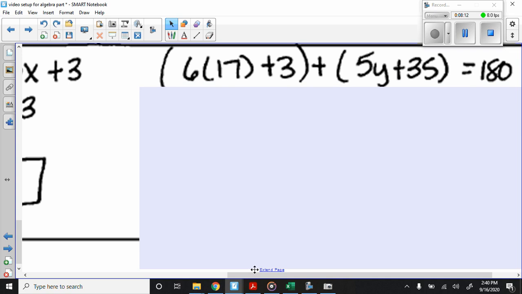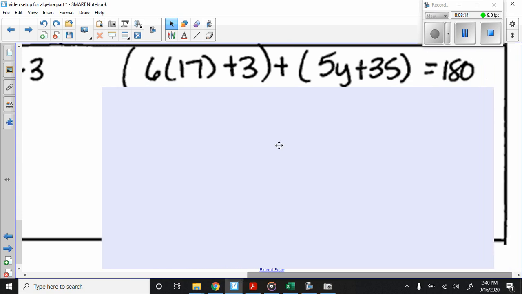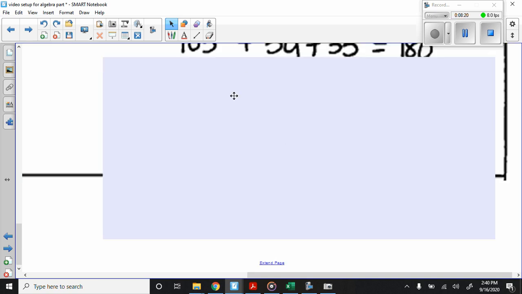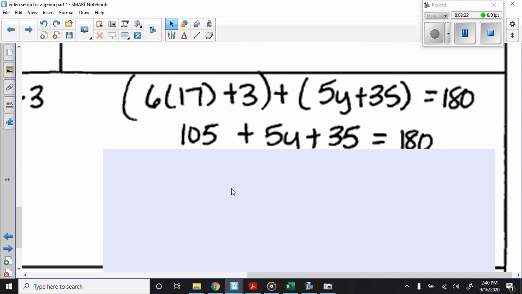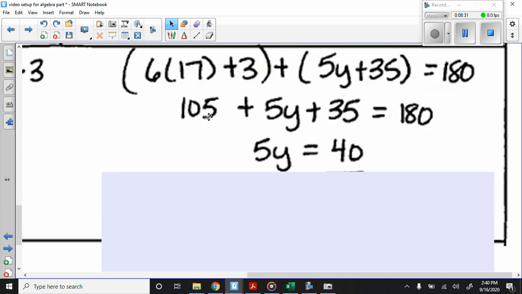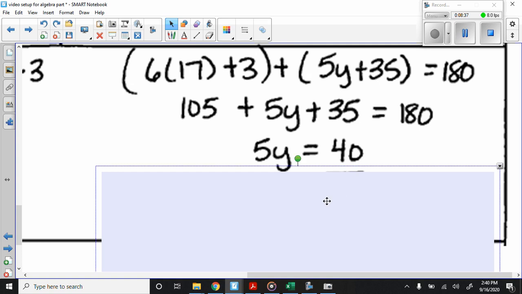And now when I put the 17 in, I only have y left, so I can do this now. I can find y. So all that becomes 105. That angle becomes 105, and then I can just add it to this angle, combine like terms, and subtract. I did 2 steps at once. I combined the 105 and 35 to make 140 and subtracted it to leave me 40 left, and then y will be 8.